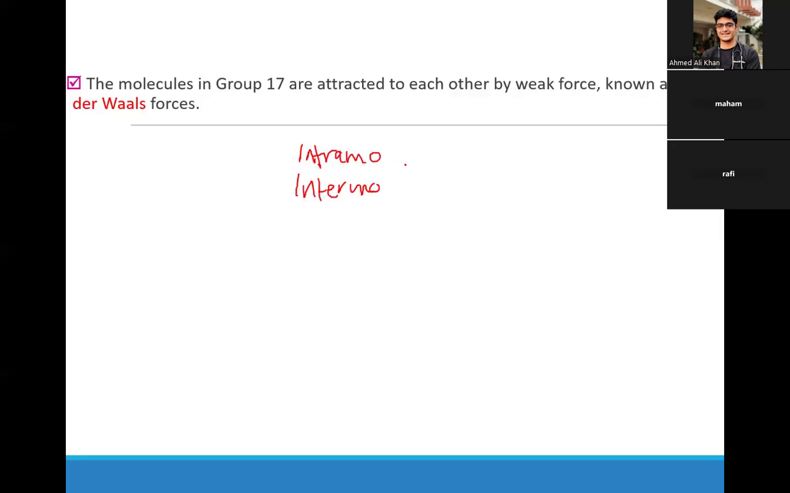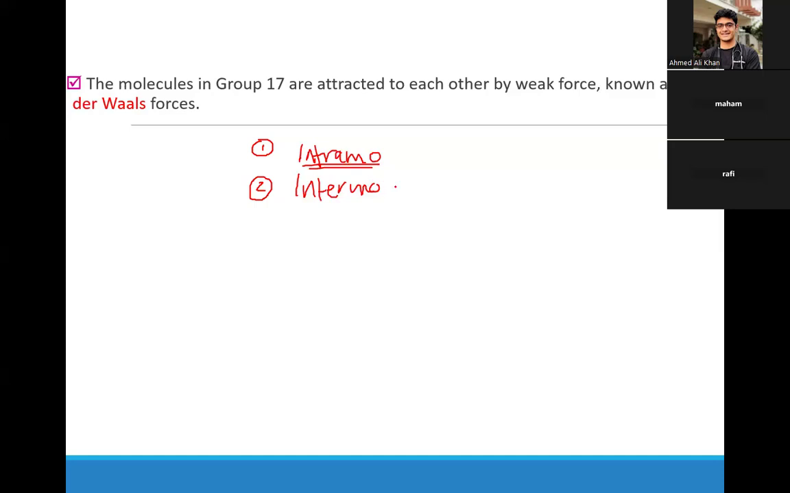Maham. Are the intermolecular forces the forces that keep the molecules together? Right? And intramolecular forces? I don't know what that is.